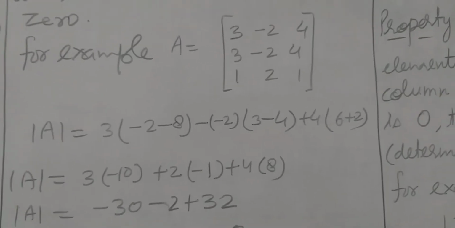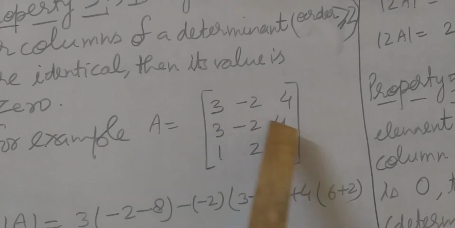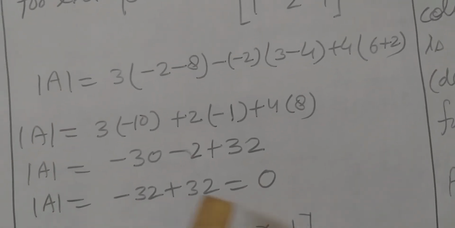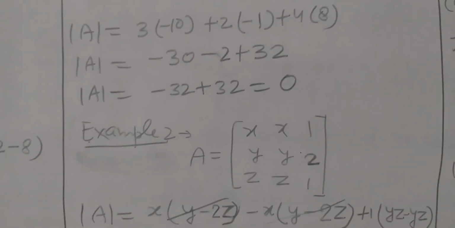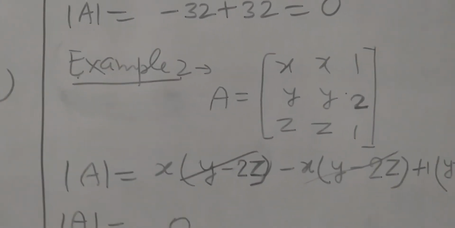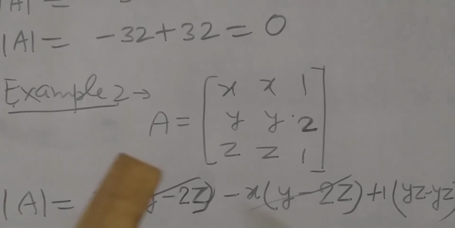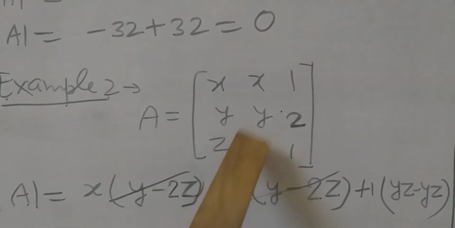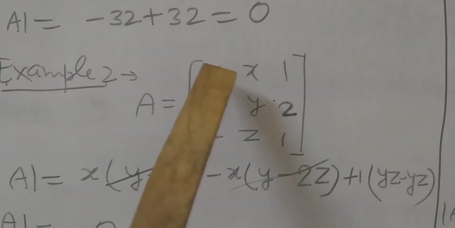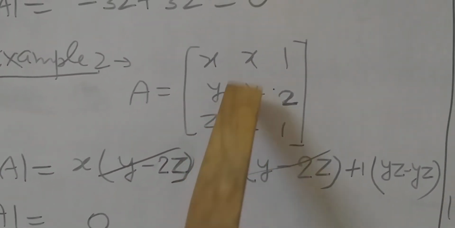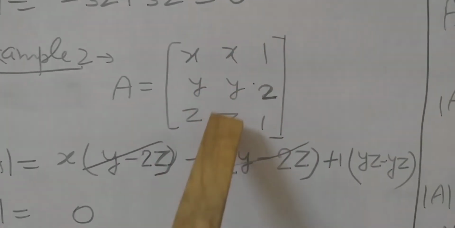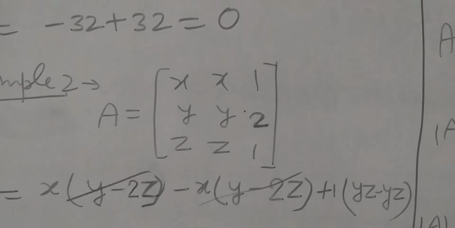So you have seen that if two rows are identical, meaning the same, then its determinant is 0. Let us take one more example, students. You can see here two columns are identical. A equals x y z, 1 2 1. So you can see C1, column 1, and C2, column 2, both are identical, the same. So its determinant is 0.